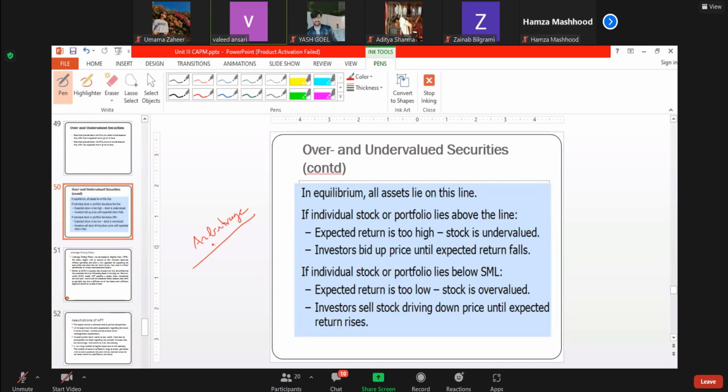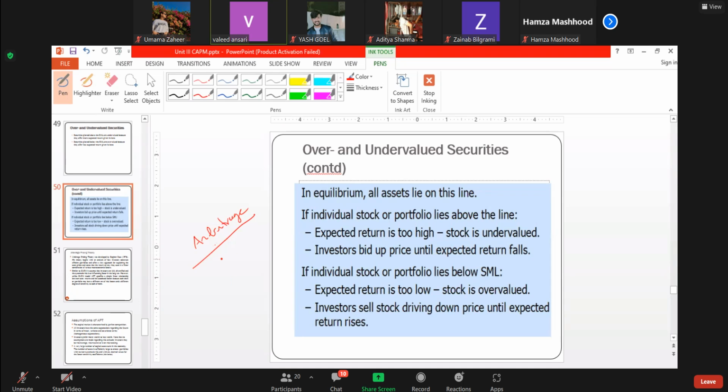And if any security is providing lower return than what it should provide, then people will sell it. Like this, it is called the arbitrage process. This drives down the price, and the expected returns are becoming in line with the risk-return profile. So CAPM, as I told you, has got immense application in the various areas.